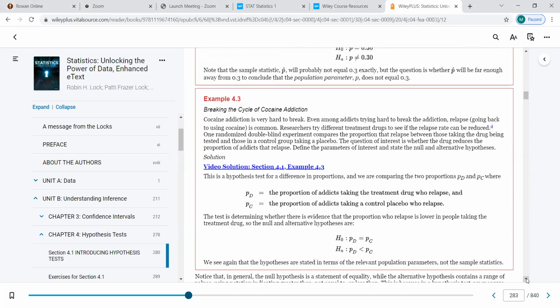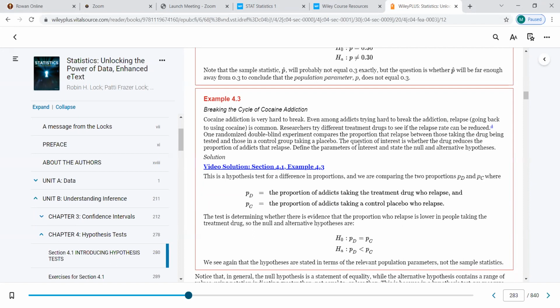All right, and then they have another example here where the symbol is going to be less than in the alternative hypothesis. So let's just read through it quickly. It says cocaine addiction is very hard to break, even among addicts trying to break the addiction. Relapse is common. Researchers tried different treatment drugs to see if the relapse rate can be reduced. So they did a double-blind experiment, which compares the proportion that relapse between those taking the drug being tested and those in a control group taking a placebo.